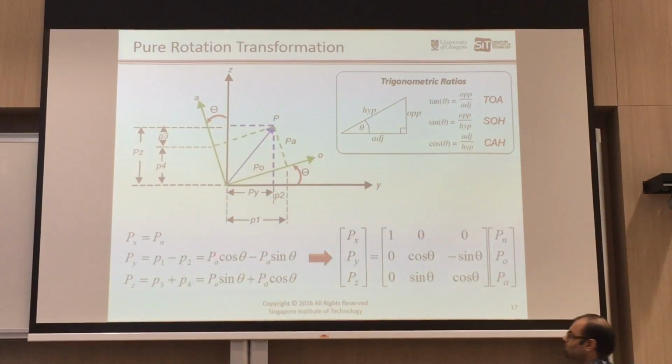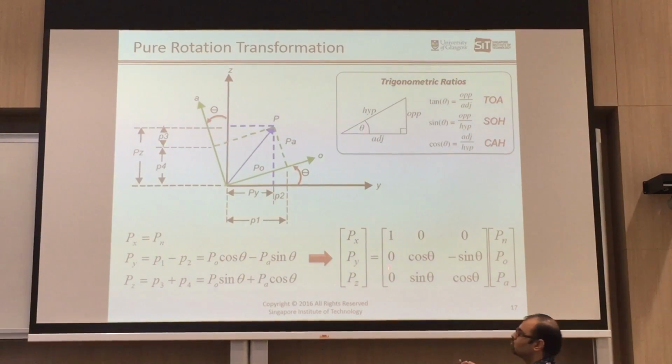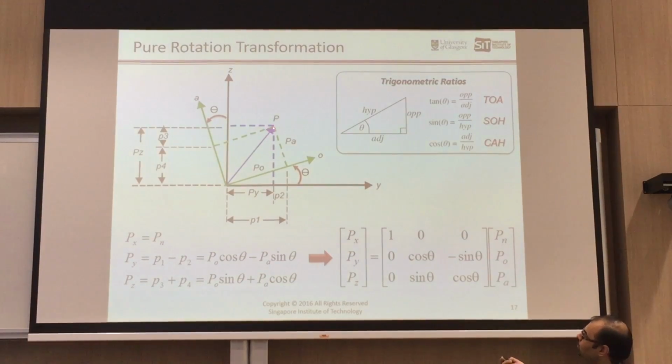Okay? So this is a quick, so-called mathematical way to find out the rotation matrix of your moved vector with respect to the fixed frame. So let's say I have this point P.